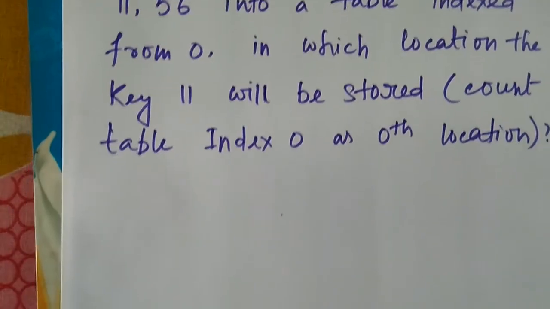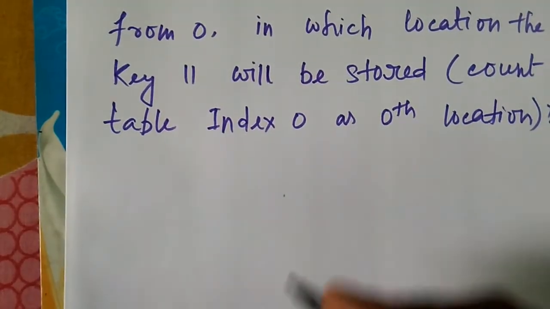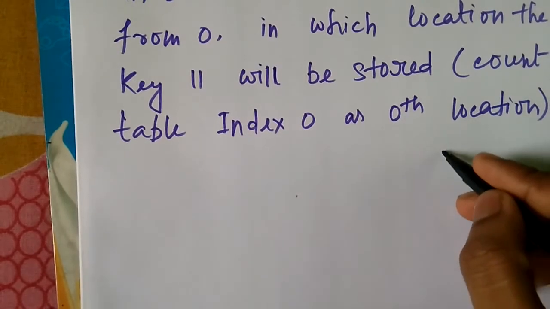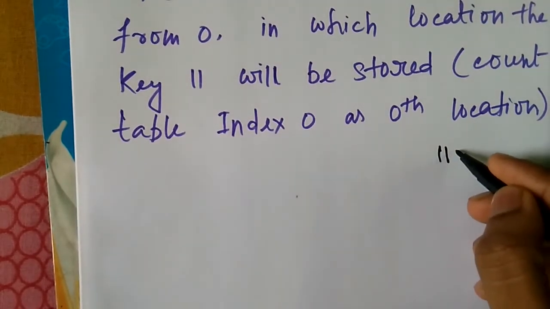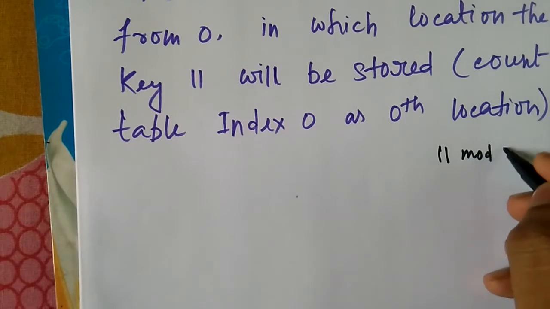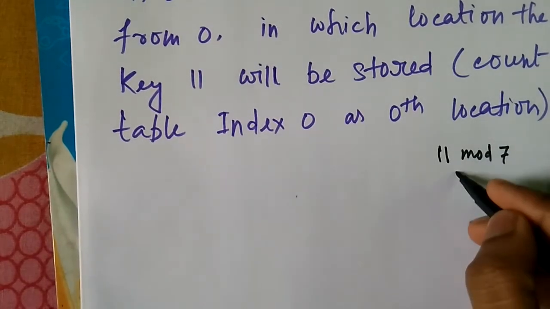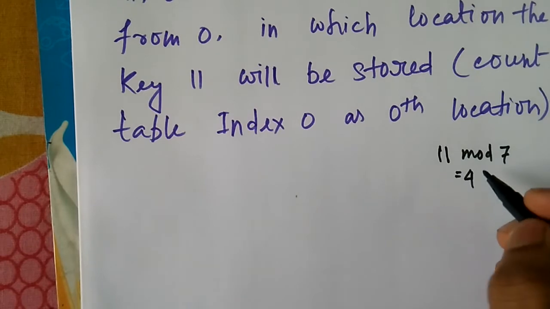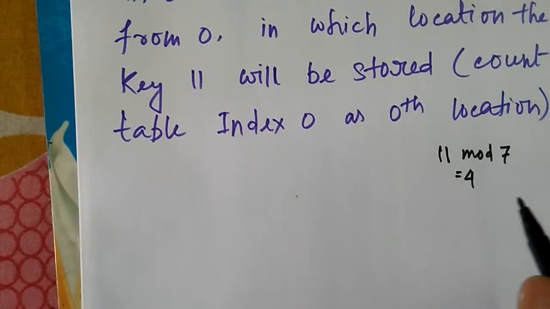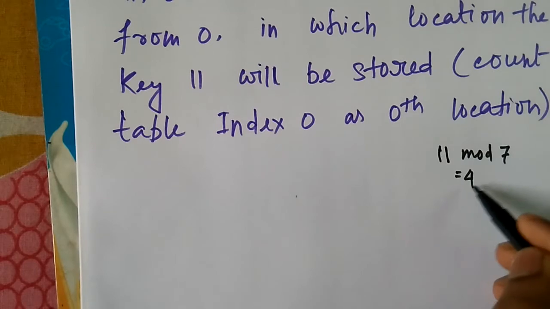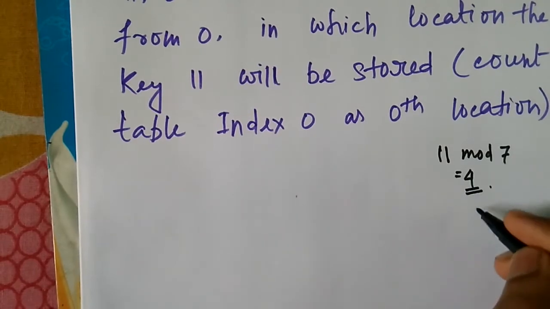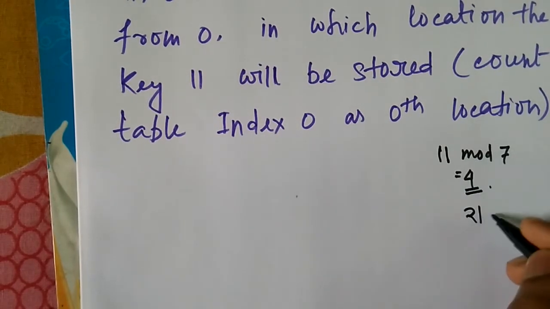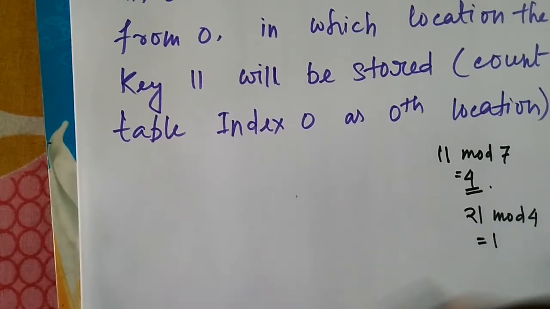For example, 11 mod 7 will give you 4. That means if you divide 11 by 7, you will get remainder 4. Like that, 21 mod 4 equals 1. If you divide 21 by 4, the remainder will be 1.